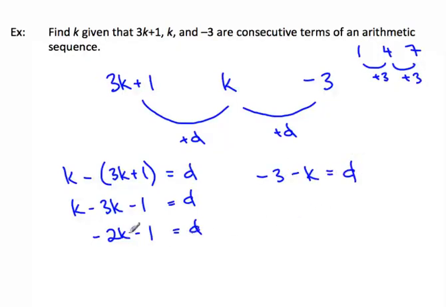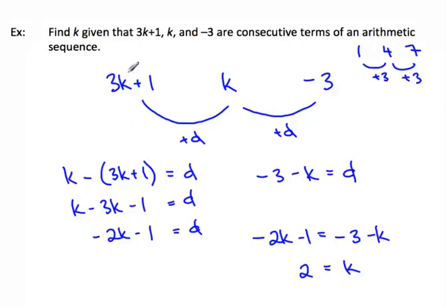Over here, similarly, just like 7 minus 4 is 3, we do negative 3 minus k, and that's equal to d. Now, because negative 2k minus 1 and negative 3 minus k are both equal to d, we can set them equal to each other. Negative 2k minus 1 has to be equal to negative 3 minus k, because they're both equal to d, therefore they must be equal to each other. Now if we simplify this, move everything to opposite sides, we bring the negative 2k over here, and we get k on this side, and we bring the negative 3, add positive 3 to both sides, and we get 2. So k is equal to 2.